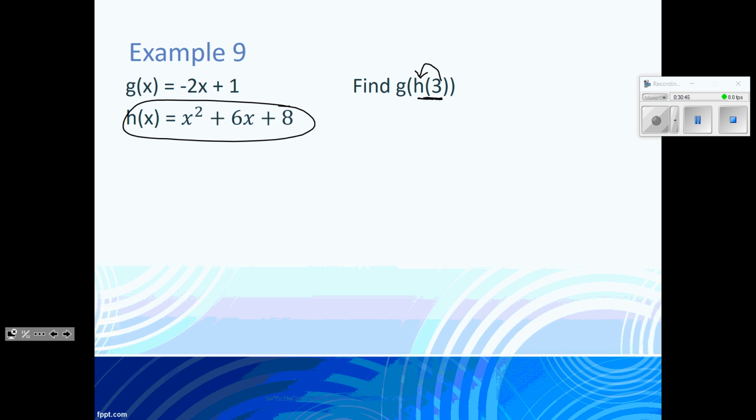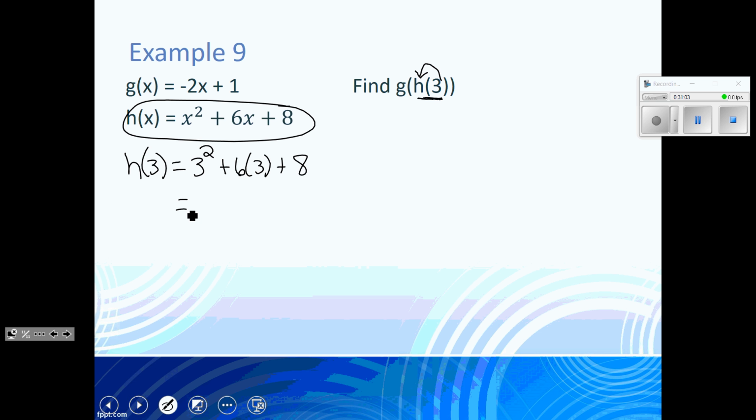So I'm going to take 3, listen carefully, and I'm going to plug it into the h. So I'm going to find h of 3. So I'm going to plug in 3 into the h first. And when I do that, that becomes 9 plus 18 plus 8. So that's going to equal 35. So h of 3 is equal to 35. So we know this amount right here. Check this out, guys. This amount, h of 3, is equal to 35.